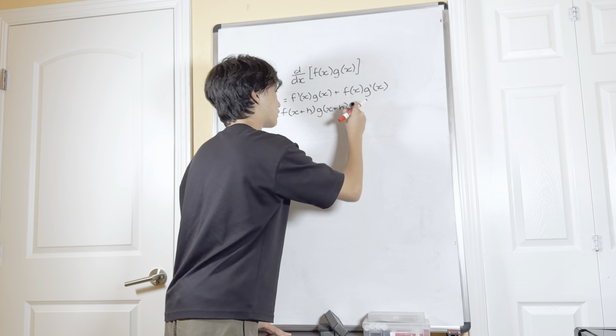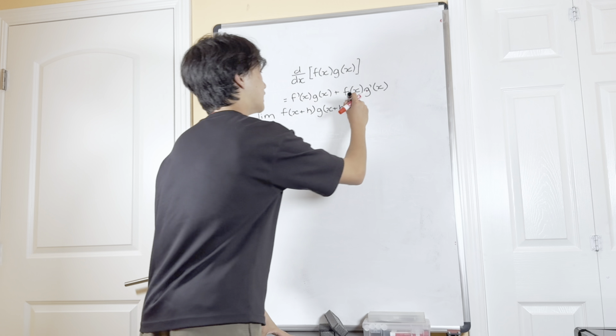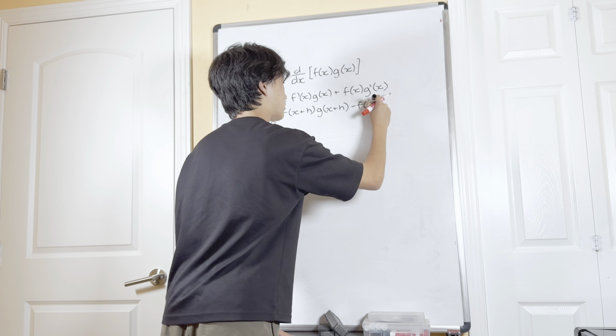And then for this next term, we have to subtract off just the original function. So that would be subtracting off f of x, g of x, just like that. And then we divide everything by h. Okay, now I'm going to add and subtract a function that's going to help us do a lot of simplifications.